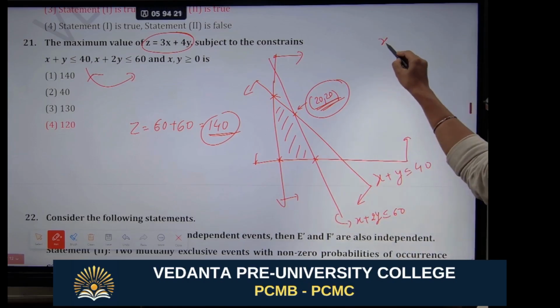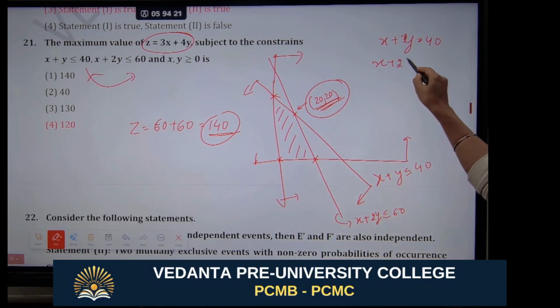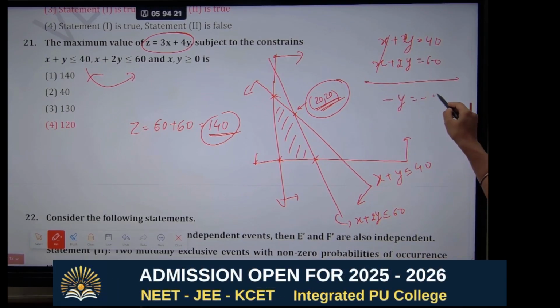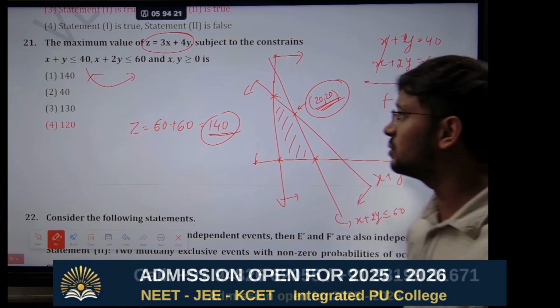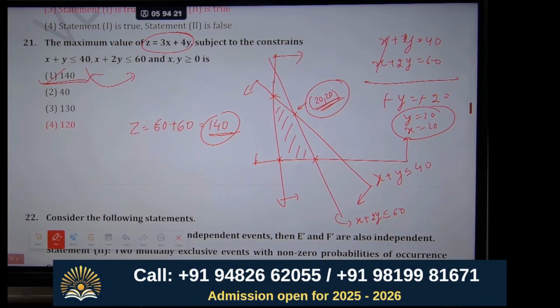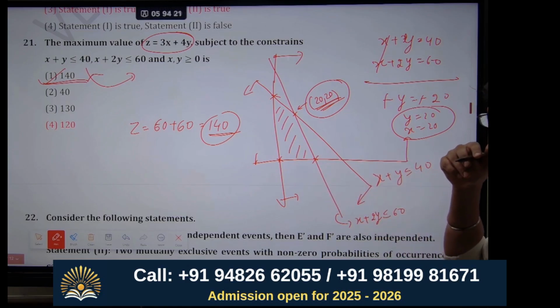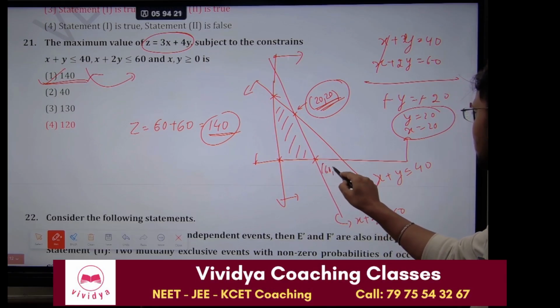Okay, let me do it. x plus y is equal to 40. x plus 2y is equal to 60. If I subtract, minus y is equal to minus 20. Okay, y will be 20 and x will also be 20. Yes, so if I put 20, 3 times 20 is 60, 4 times 20 is 80. So 140 will be the maximum answer. For the rest, if you put y as 0, this will be 60 comma 0, this will be 40 comma 0.